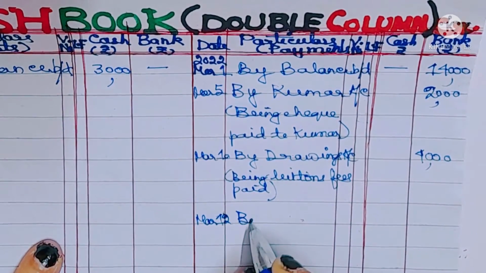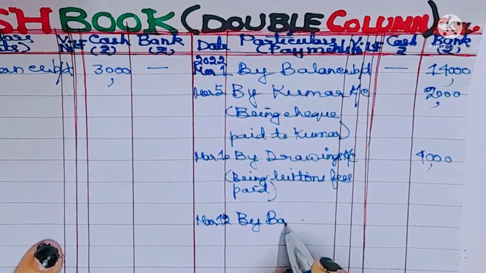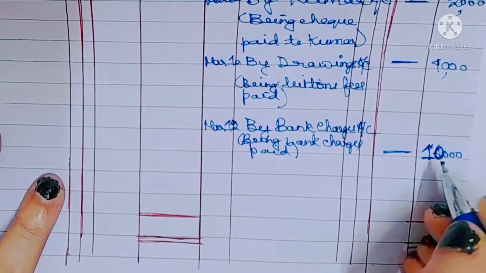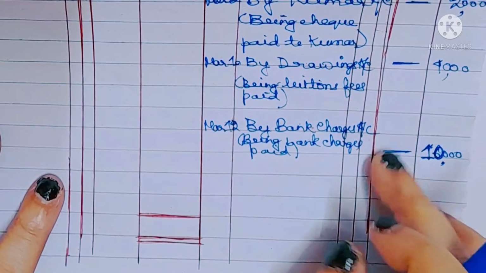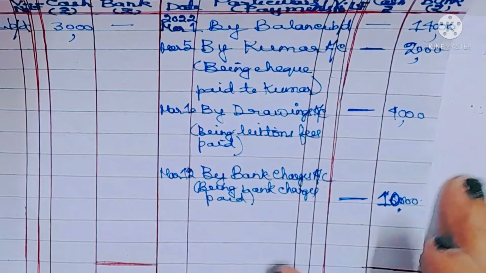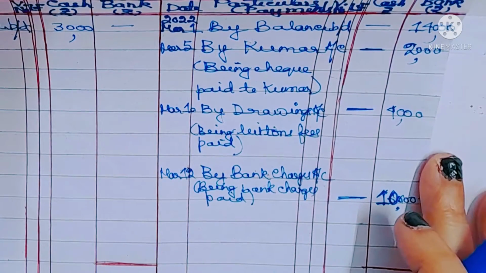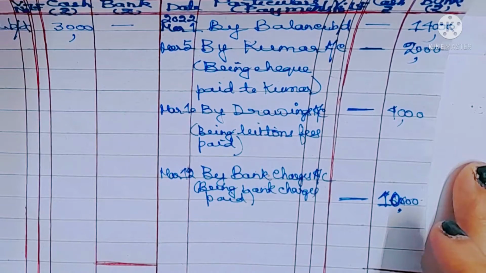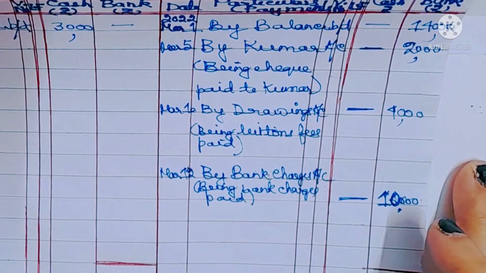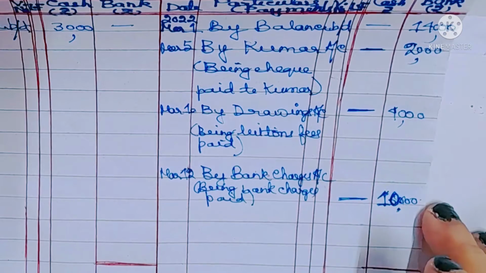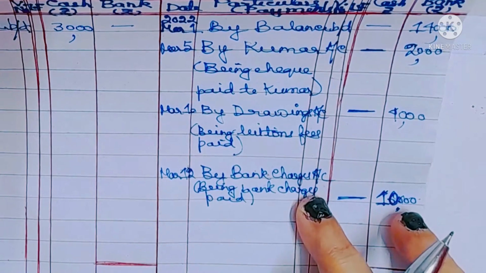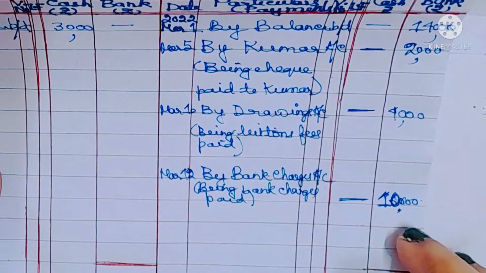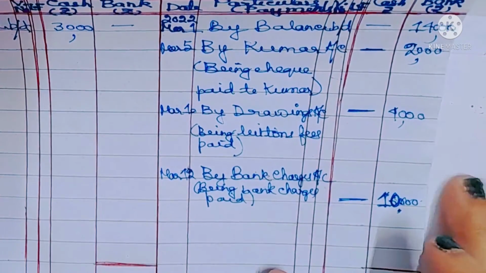By bank charges, being bank charges paid. By bank charges account 1000, and moreover bank column represents bank account. Bank account comes under personal account. According to personal account, the giver of the benefit is credit. Here when bank charges is paid, bank is the giver of cash. So 1000 will be deducted.